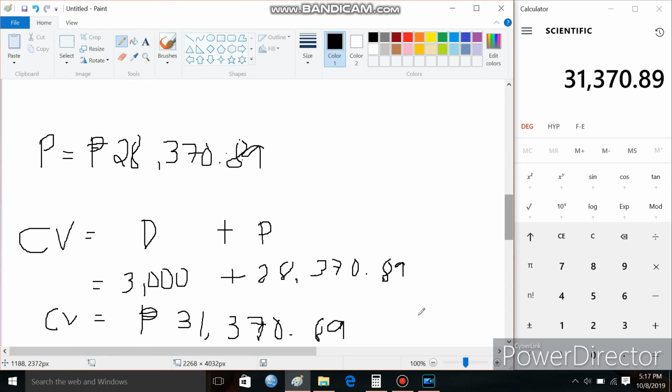So that's it. That's how you solve for the present value of ordinary annuity and also the cash value.